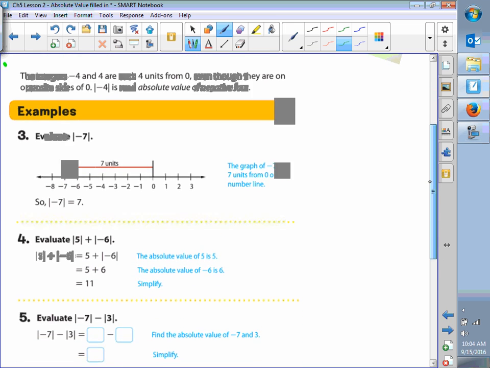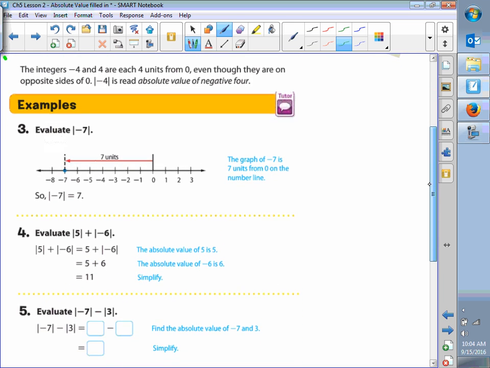So here, the integers negative 4 and 4 are 4 units from 0, even though they are on opposite sides of 0. So we read this as the absolute value of negative 4. Okay? That's the absolute value of negative 4. And then that will give us a positive answer, 4.